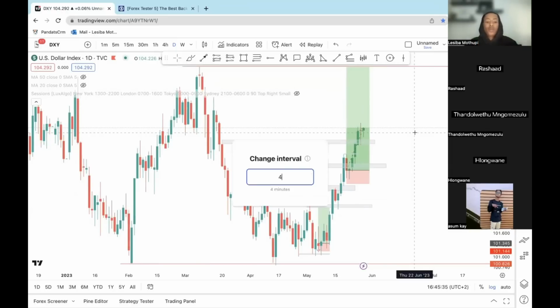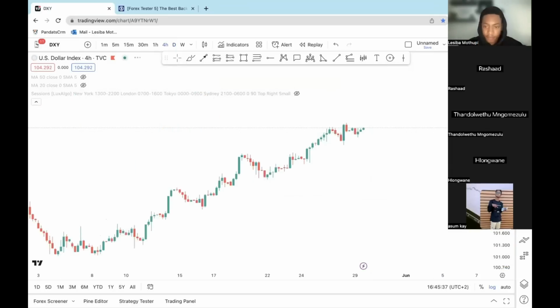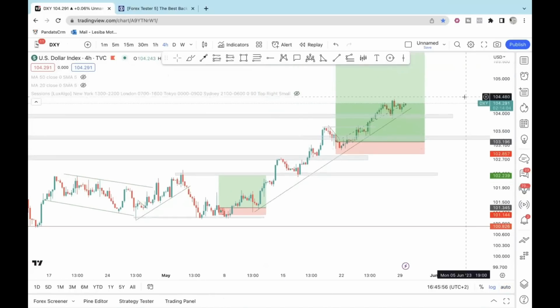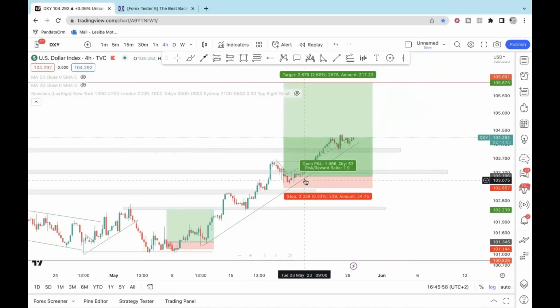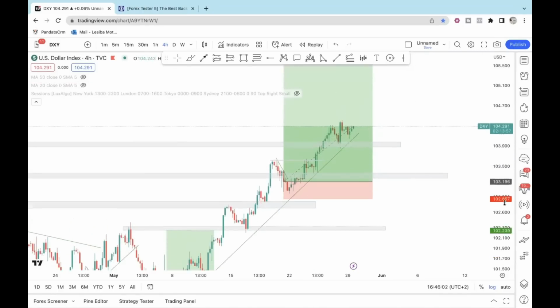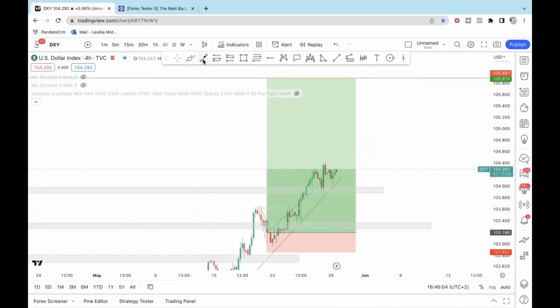But let's go on the 4-hour so you are able to see. The 4-hour just shows us our momentum, our trend. I can see I've got my first touch, my second touch right here. So here's my third touch. And with my third touch, automatically I know that my take profit is all the way up to here.